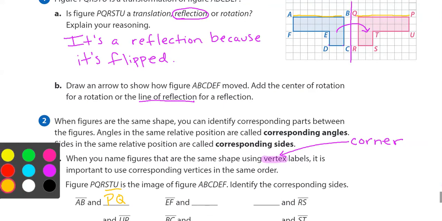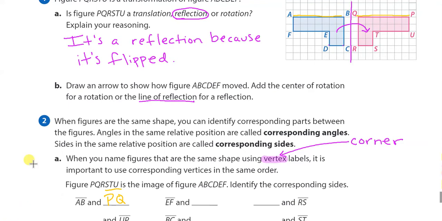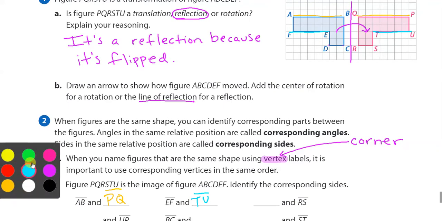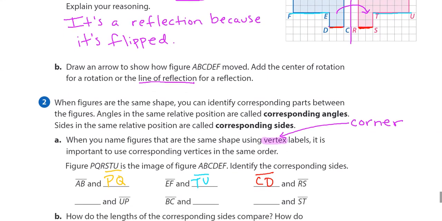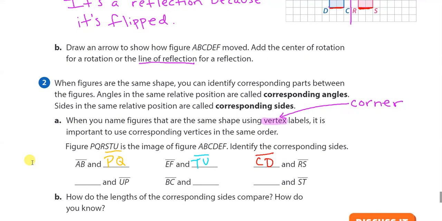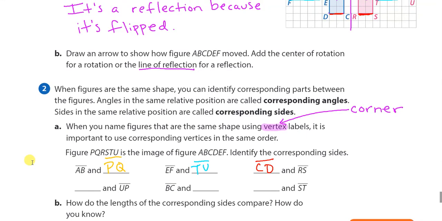Alright, then we've got, change colors again, because why not? EF, well that's going to go with TU. TU, and we want to remember we're labeling it as a line. Then we've got RS, so RS goes with DC, or CD. CD. There we go. You probably do this without me. You can go ahead of me and skip in this video if you want to. It doesn't matter to me as long as you get it right, right?